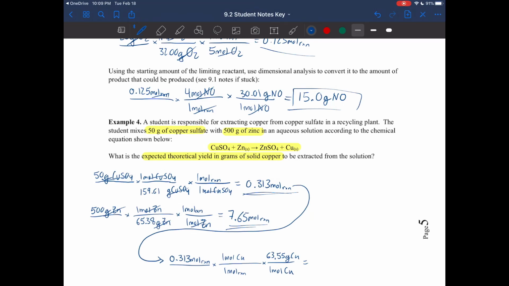So plugging this into a calculator, I would plug in 0.313 times 63.55 to get about 19.9 grams of copper formed from this reaction. In theory, that's a theoretical yield. I don't know, maybe only 5 grams are formed, but in theory, according to our calculations, 19.9 grams are formed. I just rounded it a little bit.